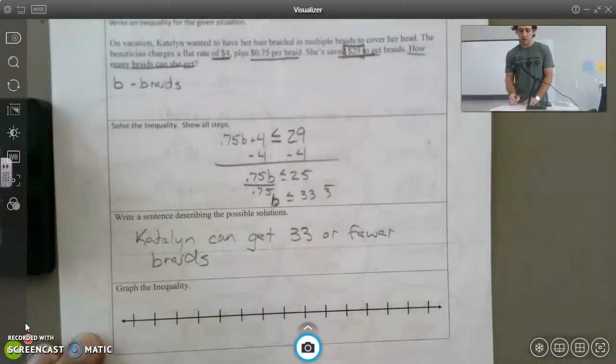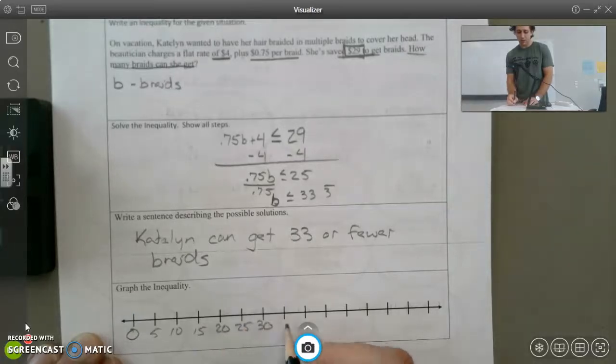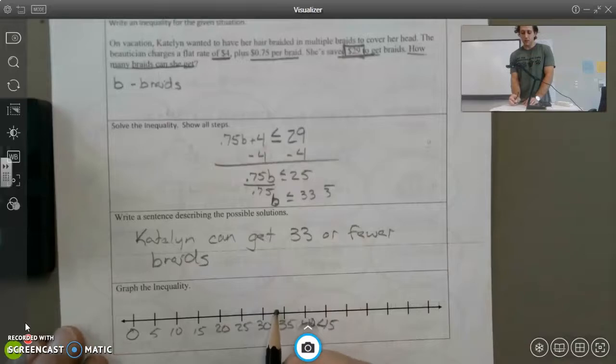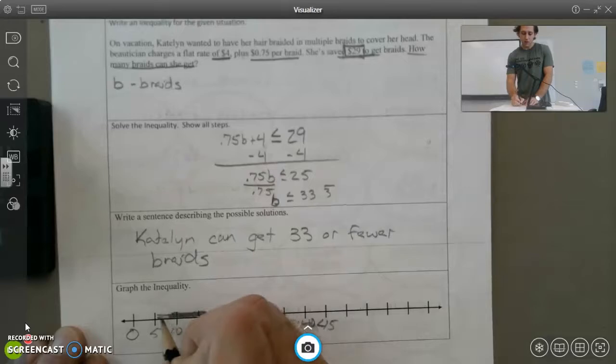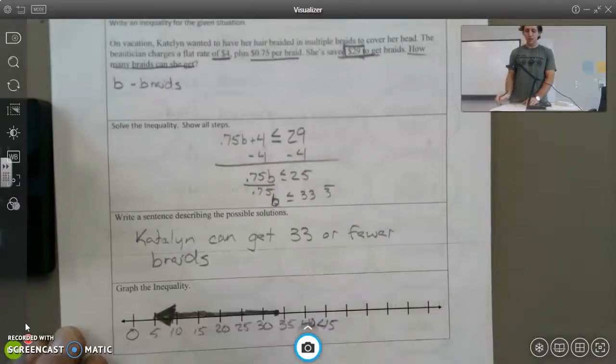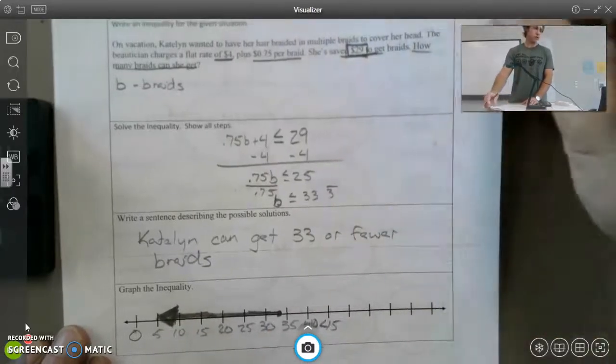If I was going to graph this inequality, let's actually just start at 0 on this one and say 5, 10, 15, 20, 25, 30, 35, 40, 45, etc. And it's going to be here at 33 1/3. I'm going to use a closed circle because it is inclusive. She can get 33 1/3 or fewer braids. Now we know that in reality she can only get 33 in a real world context. But the solution to our inequality is 33 1/3.